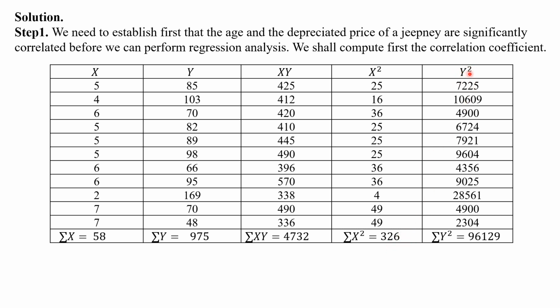Then, last, yung y squared. Lahat ng y, lahat ng values na nandito, squared lang natin. For example, 85 squared, that is 7,225. Then, add lang ulit ito para makuha yung summation of y squared. So, ang total niyan is 96,129. Okay, so kapag nakumpleto na natin yung table, pwede na natin gamitin yung formula ng correlation coefficient, di ba, para makompute na natin.